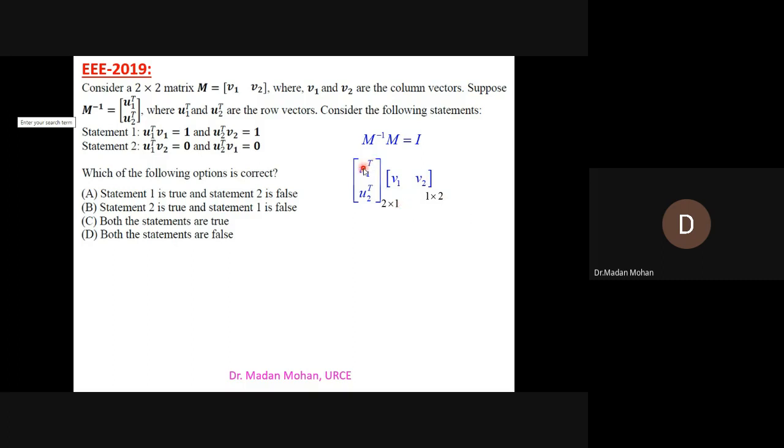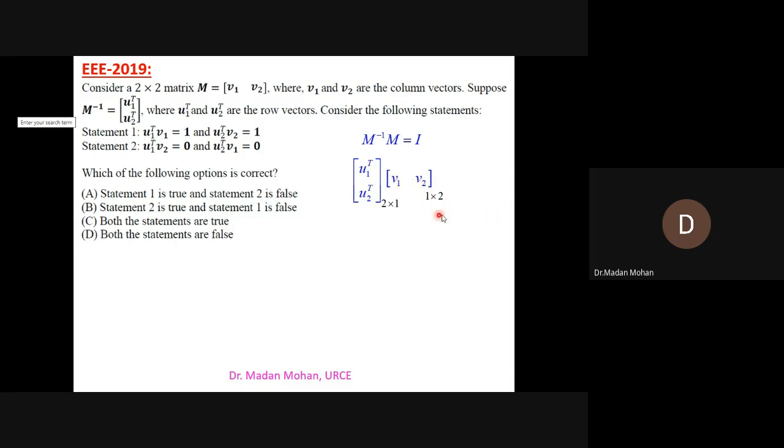Here, the entries are row vectors. In a matrix, the entries need not be numbers. They can be vectors again. This is one vector, this is another vector. Similarly, these are row vectors, these are column vectors. So, a matrix with 2 entries here, both are row vectors. Here, column vectors. Okay. What is the result?